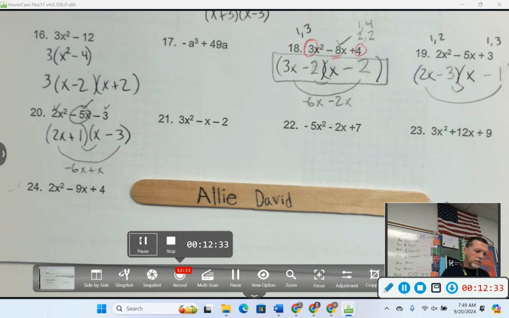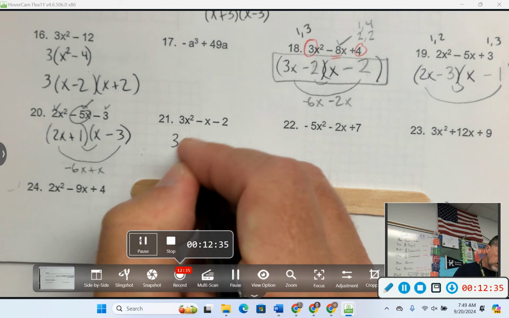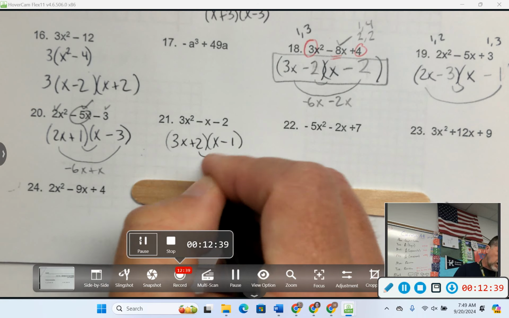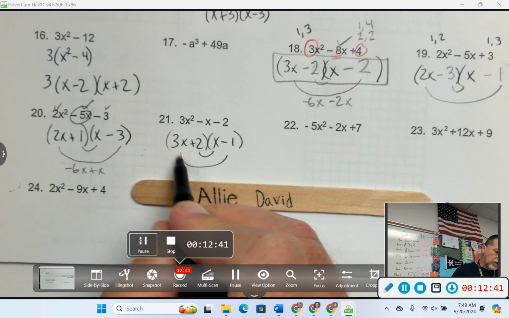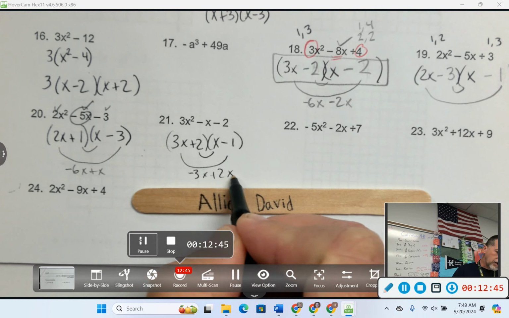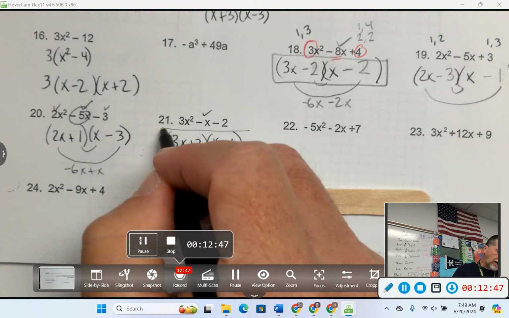Ali, how about number 21? 2x plus 2 and x minus 1. So negative 3x plus 2x makes negative x. So yeah, that's right.